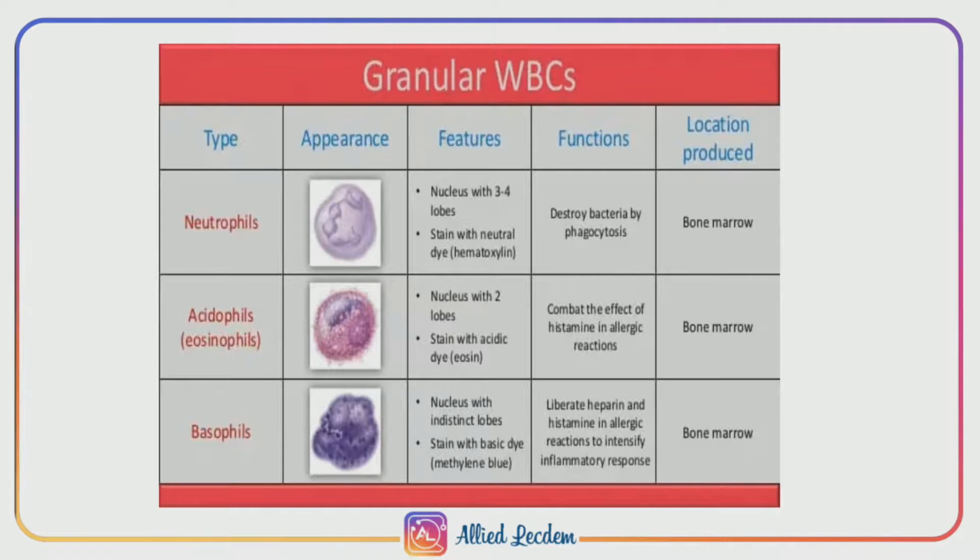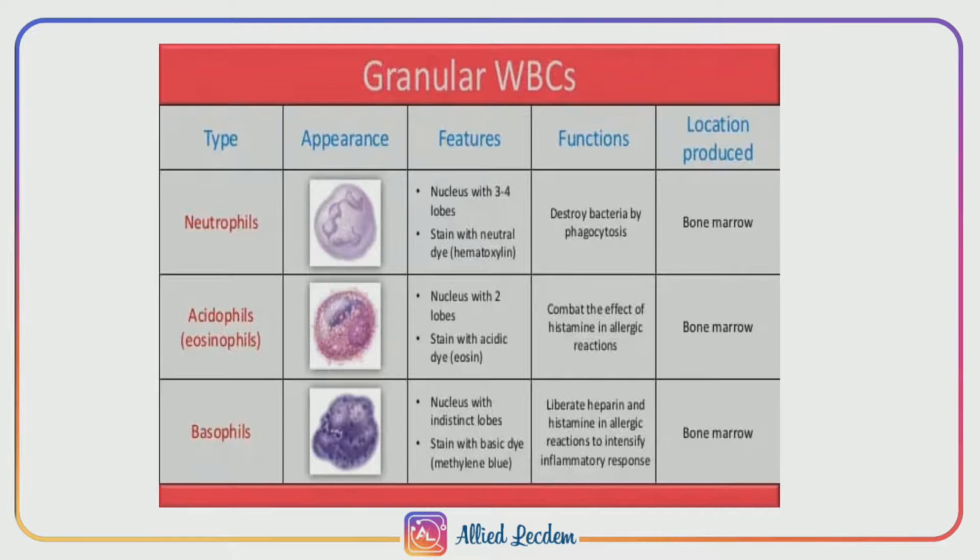Eosinophil lifespan is about 4 to 8 hours in blood, 4 to 5 days in tissues. Basophils lifespan is about 4 to 8 hours, and neutrophils lifespan is about 4 to 8 hours in blood and 4 to 5 days in tissues.